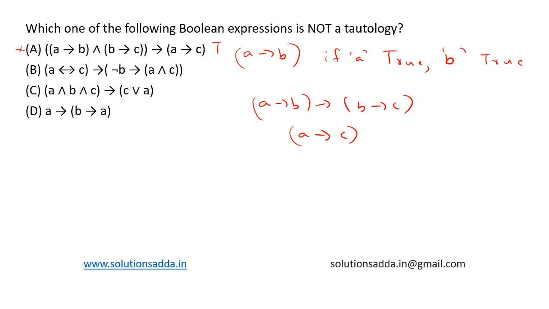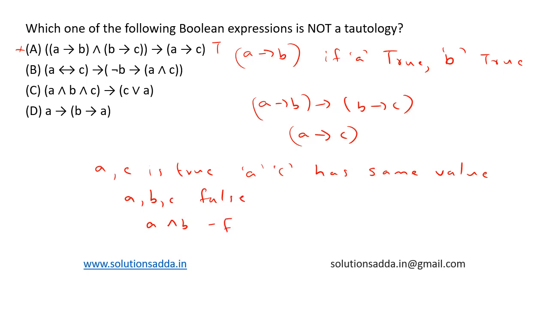Now consider option B. Here, if A and C is true, it means that A and C have the same value. Now assume A, B and C to be false. So the expression A and B will be false and the expression negation B will be true. So the RHS of the given equation should be true, but it evaluates to false. Therefore, this is a contradiction. This is not a tautology. So this can be a candidate.